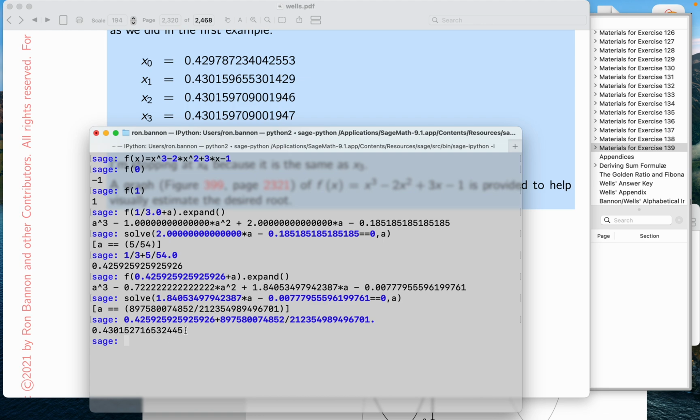So let's keep going. This is my new approximation. I'm going to have to change my notes, by the way. So it's going to be f of my new root plus a, expand.